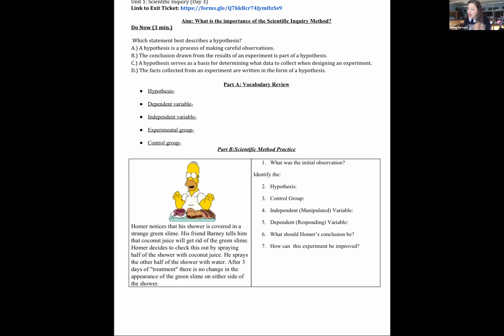Homer notices that his shower is covered in a strange green slime. His friend Barney tells him that coconut juice will get rid of the green slime. Homer decides to check this out by spraying half of the shower with coconut juice. He sprays the other half of the shower with water. After 3 days of treatment, there is no change in the appearance of the green slime on either side of the shower. So what was the initial observation Homer made?